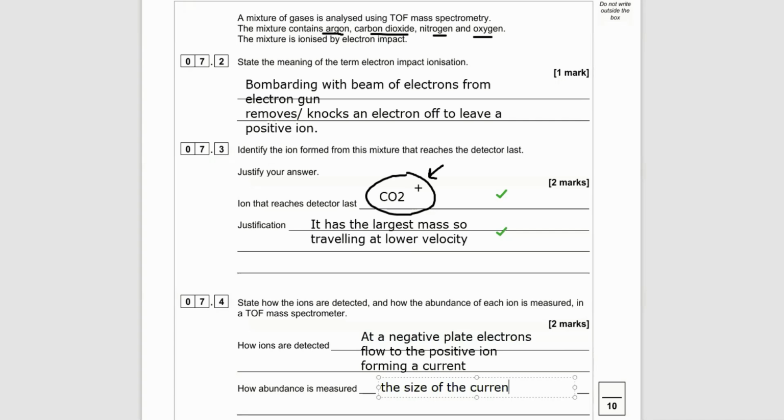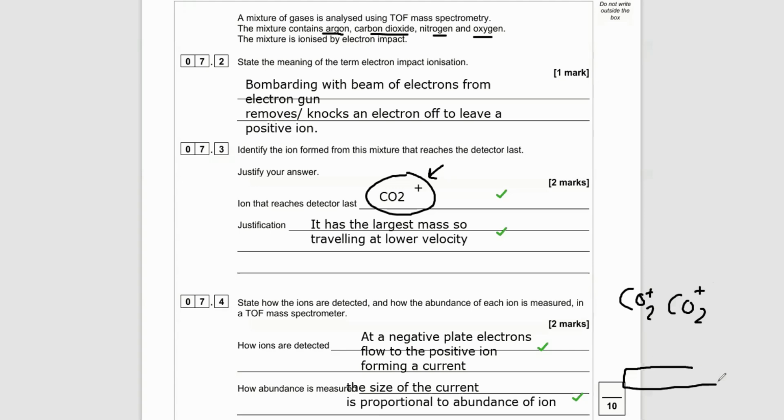Now, the size of the current, how many electrons are flowing into the ions, is directly proportional to the abundance of the ion. So if I have 50 carbon dioxide ions, I'm going to get 50 electrons moving over, and that will read on an ammeter a certain amount of current. Okay, so the current is proportional. Lovely. And this is my crusty drawing to show that.